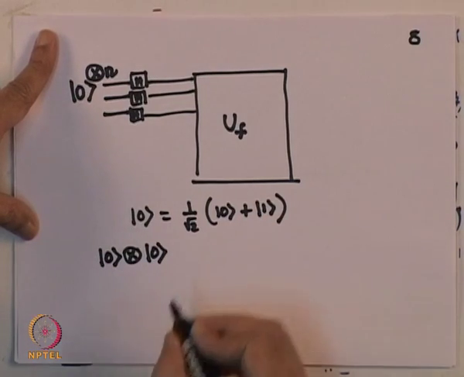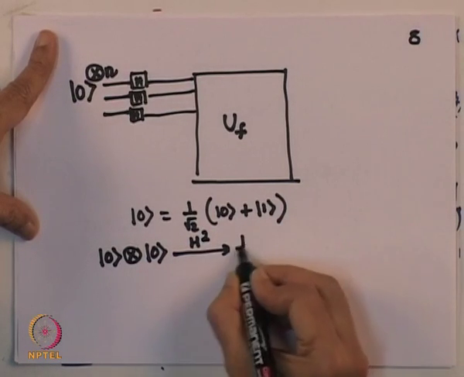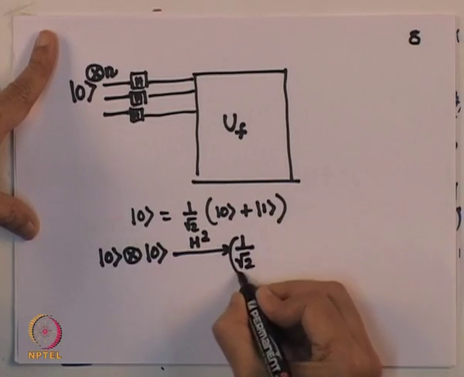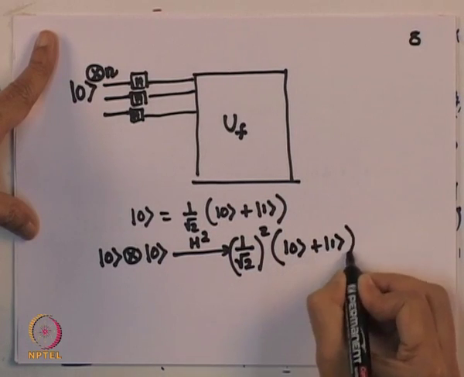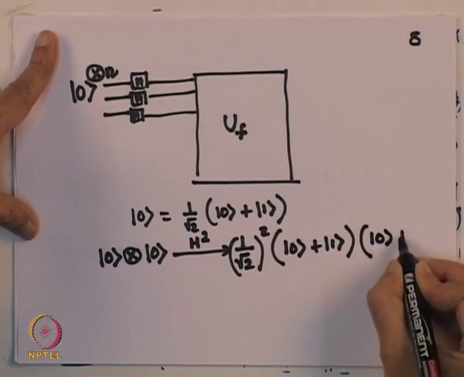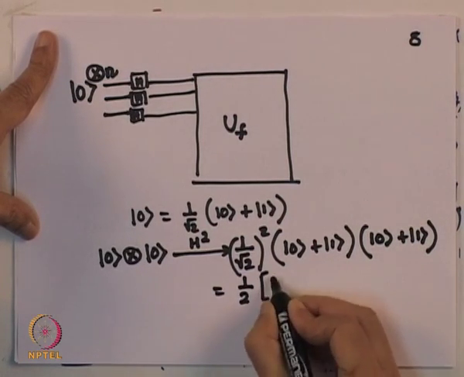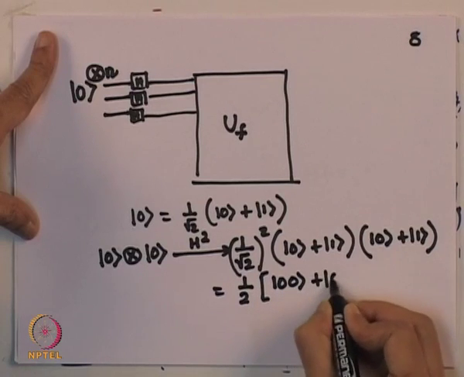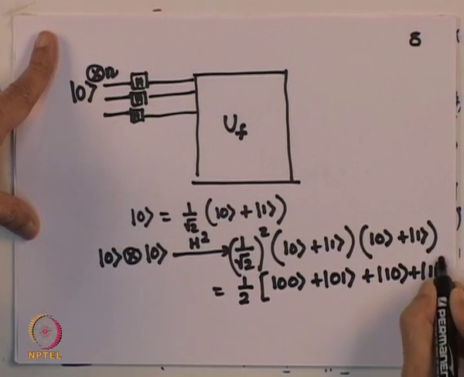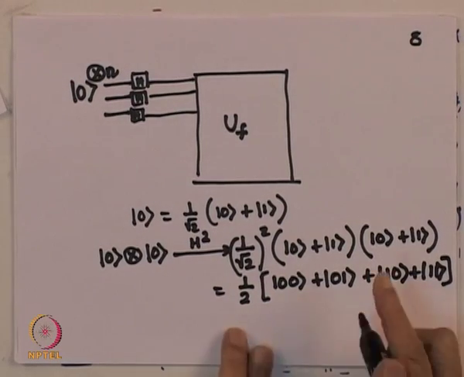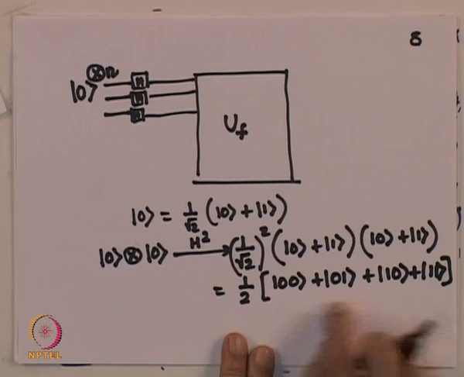So for instance, what happens to |0> times |0>, that is |00>, passed through 2 Hadamard gates? This will be 1 over root 2 squared, (|0> plus |1>) multiplied by (|0> plus |1>). And what is this? This is equal to 1 over 2, |00> plus |01> plus |10> plus |11>, which is nothing but a linear superposition of 2 qubit basis states.